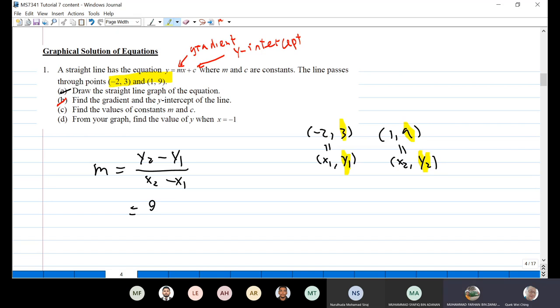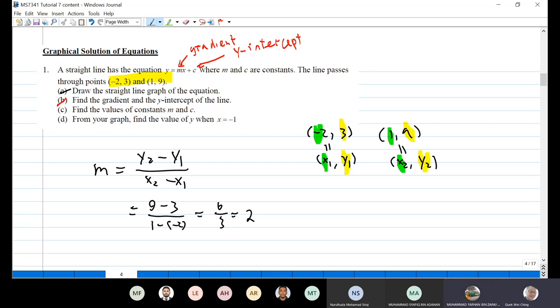y1 is 3, so 9 minus 3. And then x2 is 1, x1 is minus 2. So you follow this one. You have 6 over 3. This is 2. This is called the gradient, m.